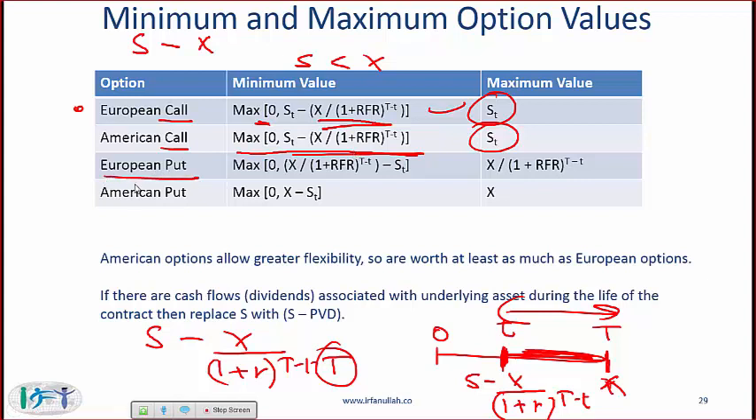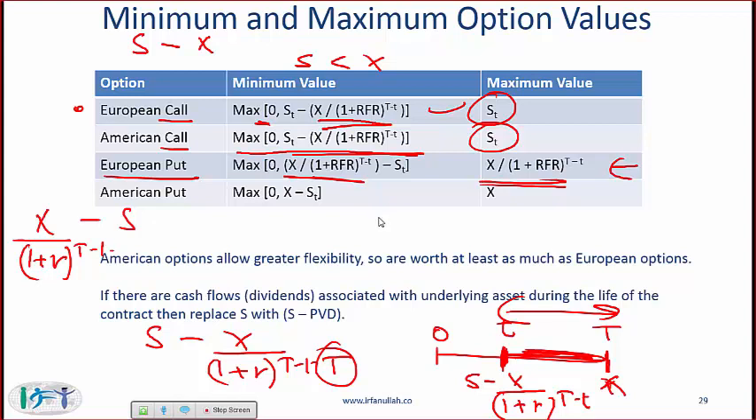What about a European put? With a European put, the value is going to be X minus S, but we can only exercise at expiration, so X has to be discounted. So again, 1 plus R to the power of T minus t. So the X is discounted and then minus the stock price. But here, the maximum value is also discounted. So why is the maximum value being discounted? What's the best that can happen with a put option? The best that can happen is that the stock price goes to 0. And when the stock price goes to 0, what will you get? You will get X.